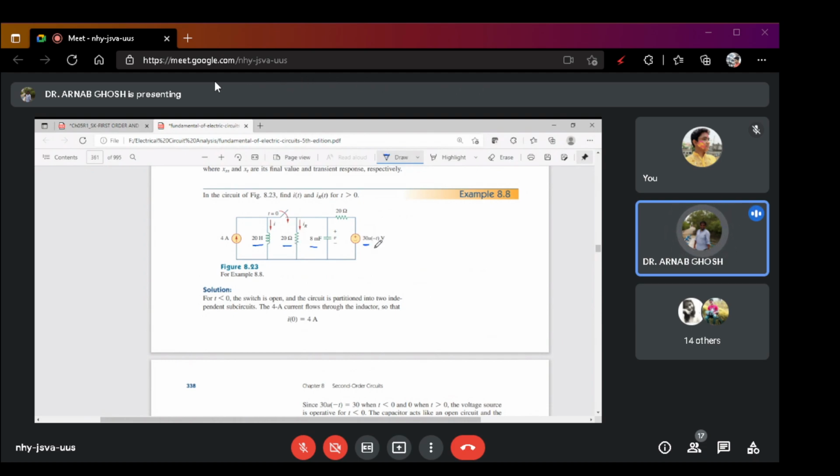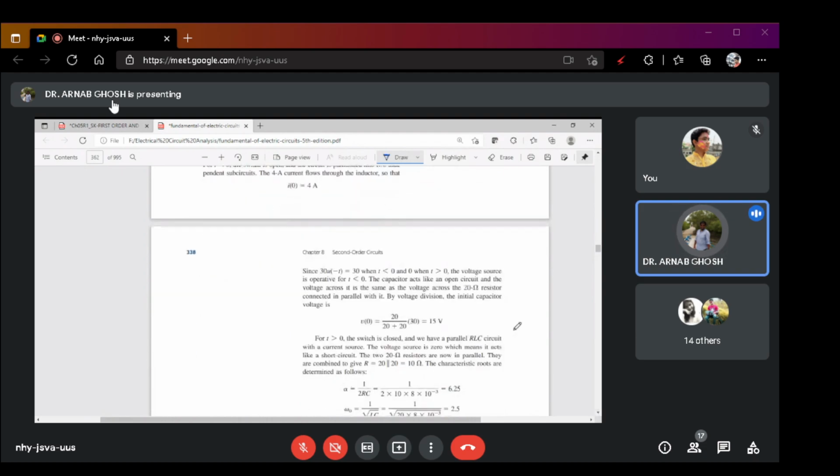Or you can convert this into a current source, whichever is helpful for you. Or you can simply calculate the voltage across this 20 ohm resistance. If you calculate it, it comes out as 20 by 20 plus 20 into 30, which is equal to 15. Clear?